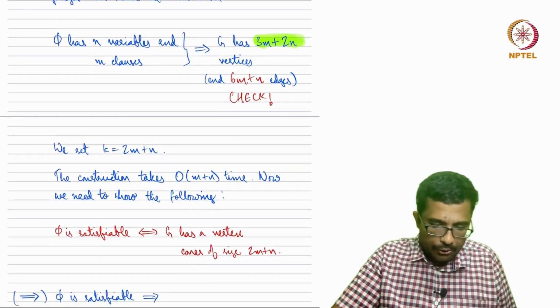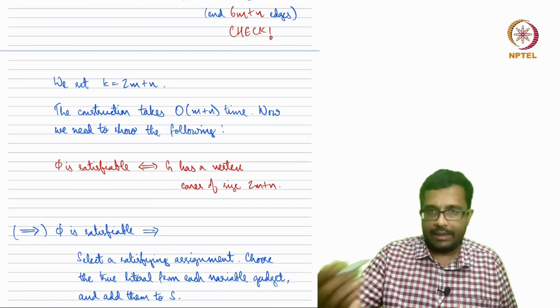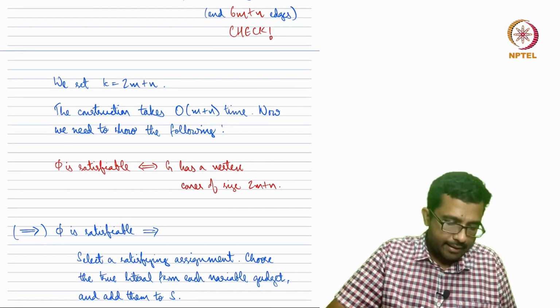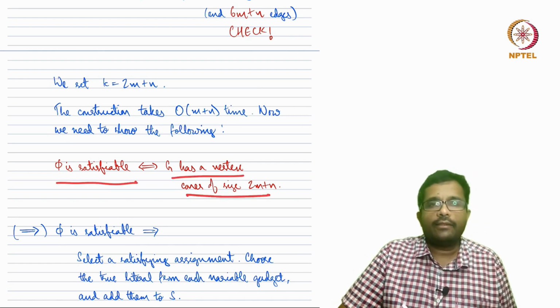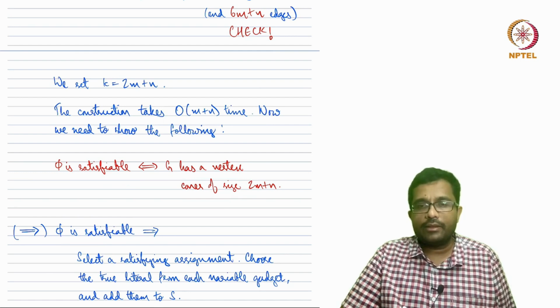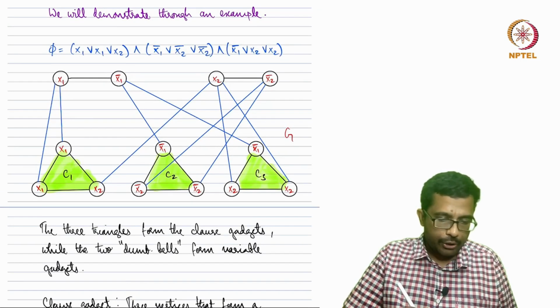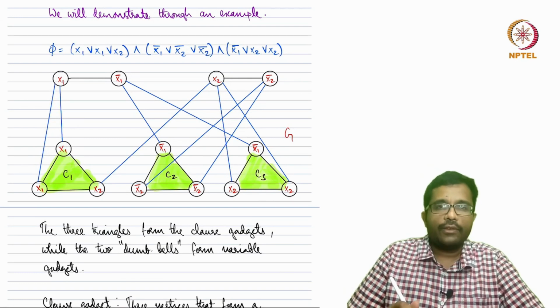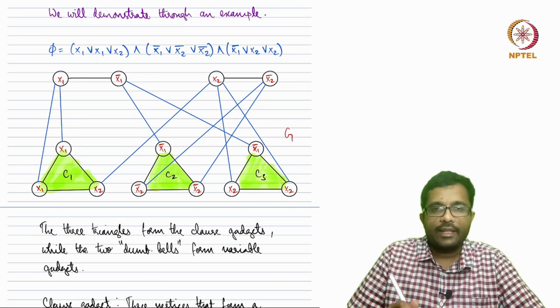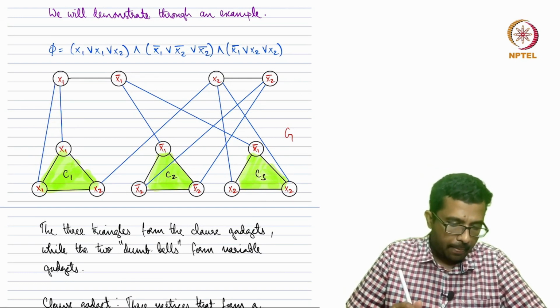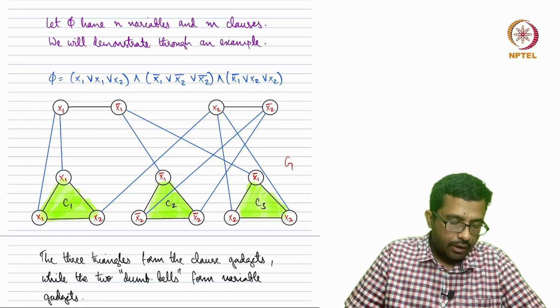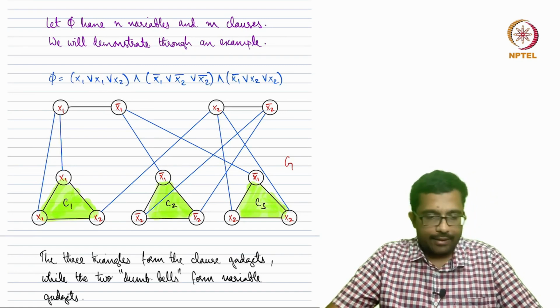All that remains is to show the correspondence: the formula is satisfiable if and only if the graph has a vertex cover of size k, which is 2m plus n. So how do we show that? The formula is satisfiable if and only if the graph has a vertex cover of size 2m plus n. Okay, so suppose the formula is satisfiable.